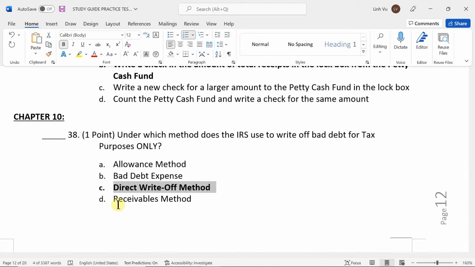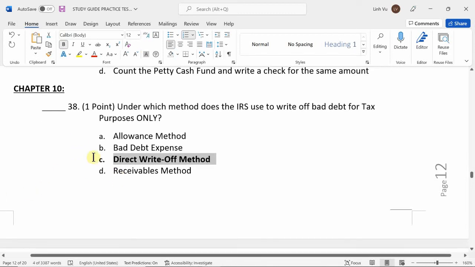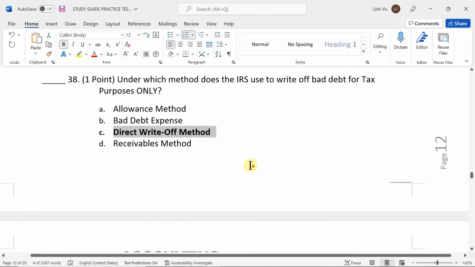But in this case, we're not allowed to use it because it's for tax accountants only. And you are not the tax accountant because you have to go through a lot more schooling in order to be a tax accountant. This is just being a general bookkeeper, someone who's just recording transactions. So in this case, yes, correct answer is letter C, the direct write-off method. Okay.